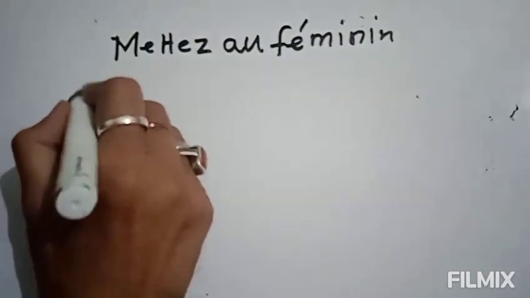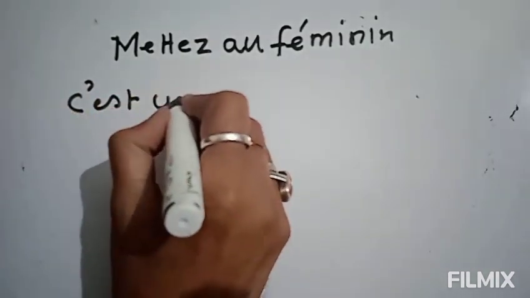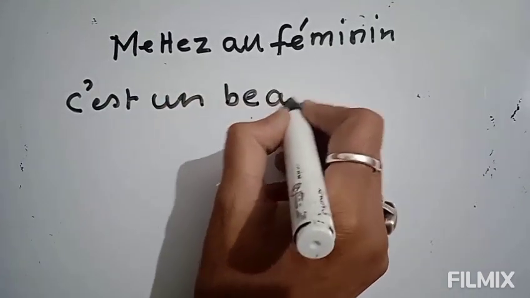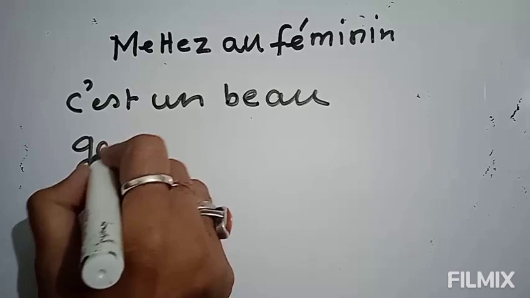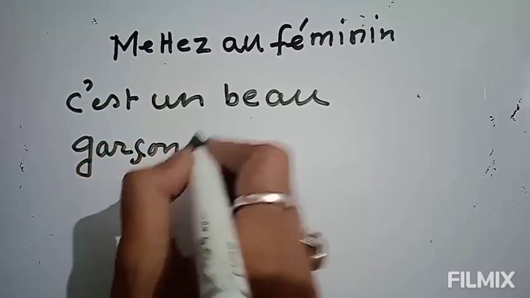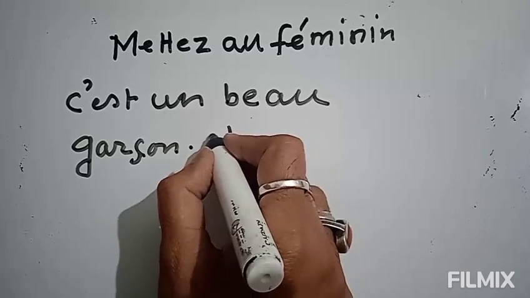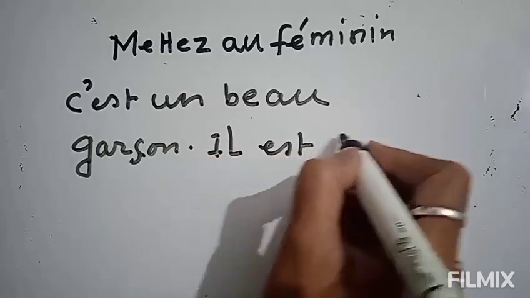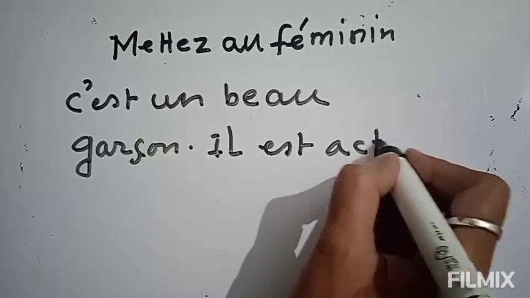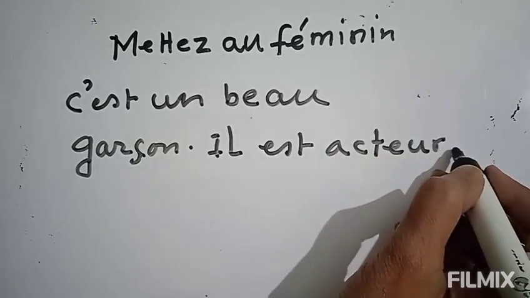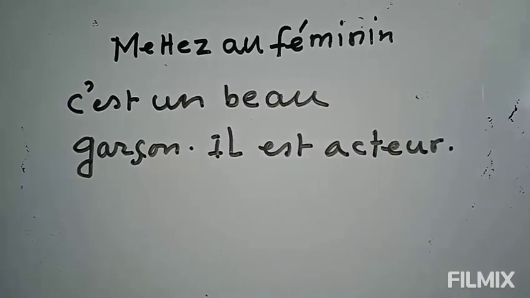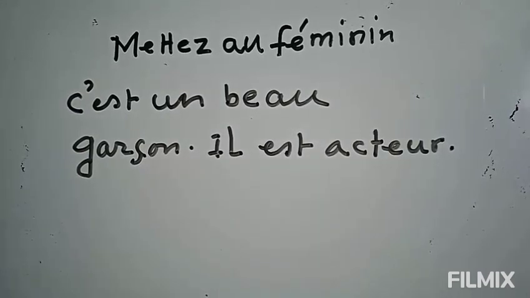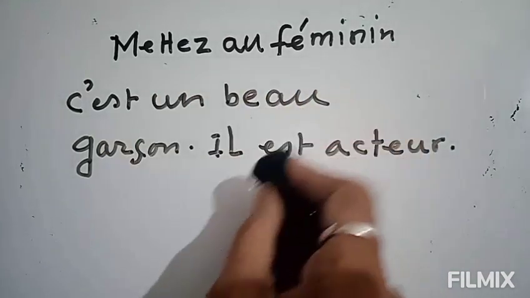Next example. C'est un beau garçon. Il est acteur. Il est acteur. This is a complete sentence. C'est un beau garçon. It is a beautiful boy. He is an actor. Okay. C'est un beau garçon.